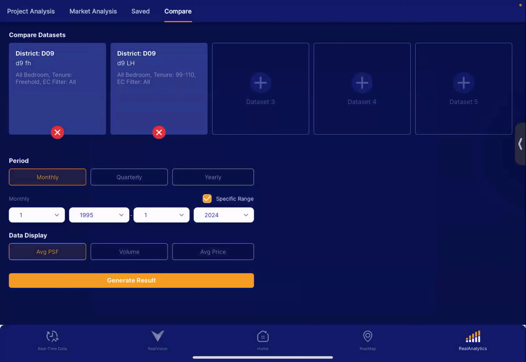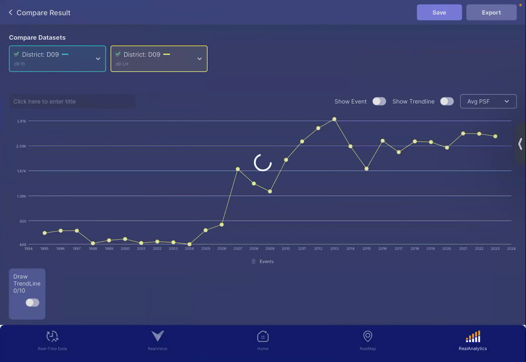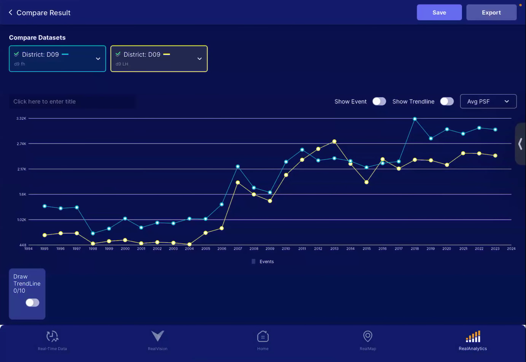I proceed. Okay, and then let's say I choose by yearly 95 until now. I generate. Blue color line is freehold, yellow color line is leasehold. So give it a while to churn out. So you can see freehold all the way back in 95. Freehold average PSF is 1,003. Leasehold is 600 plus only.